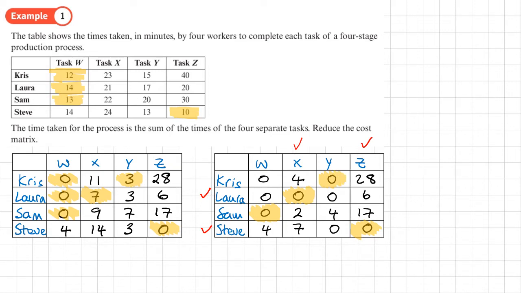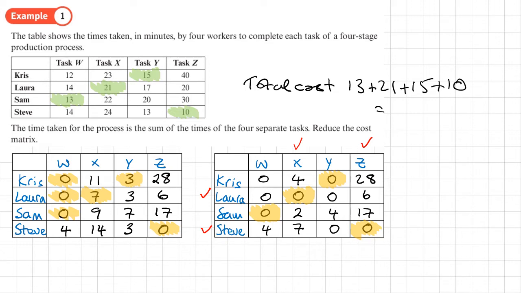And then from here, what we do is we look at the original cost matrix, and we can work out what the total cost is by looking at who we've allocated to what. Sam to W, so that's 13. Laura to X, that's 21. Chris to Y, that's another 15. And Steve to Z. So our total cost for this one, if we were asked to do it, we only had to do the reduced cost matrix. 13 plus 21 plus 15 plus 10 gives a cost of 59 minutes.